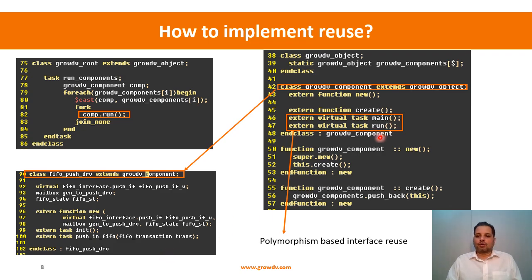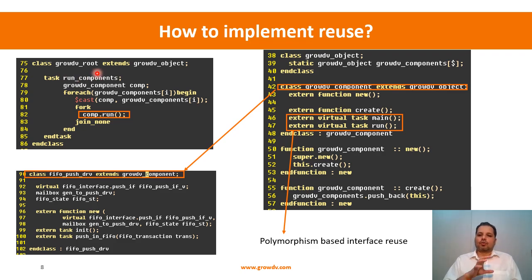I am not going to show you that because that we have already seen. Okay, so let's say we extend it and then we implement those two functions. Now what is interesting is that then we create the new of the FIFO push driver, and that component's handle gets pushed into this GrowDV component. And then we have one more thing which happens behind the scene. We have something called GrowDV root.